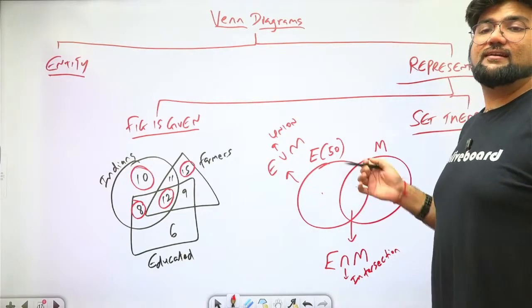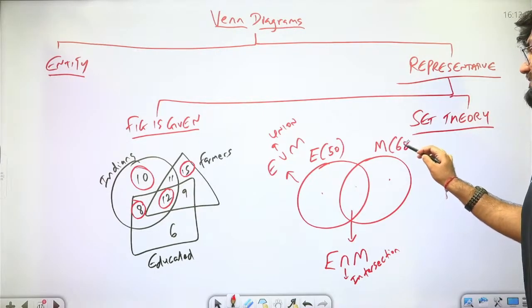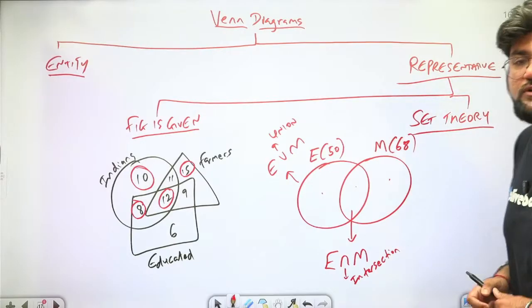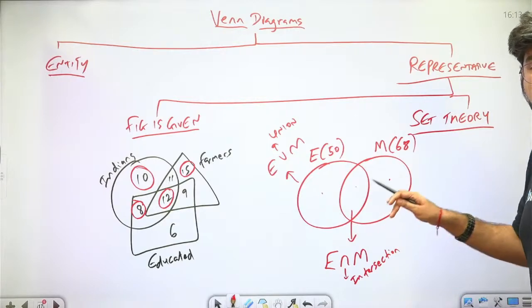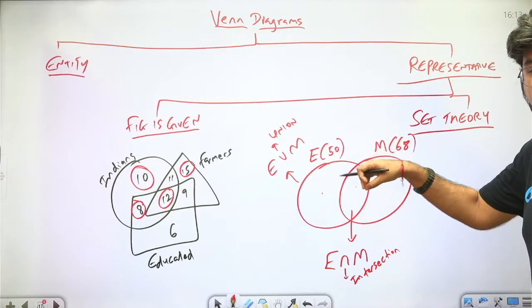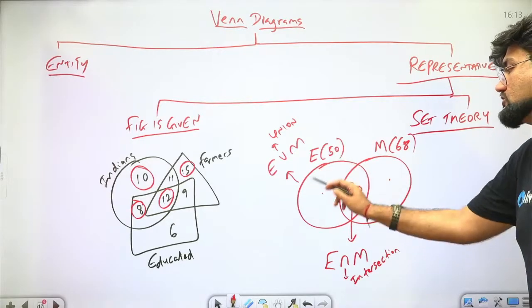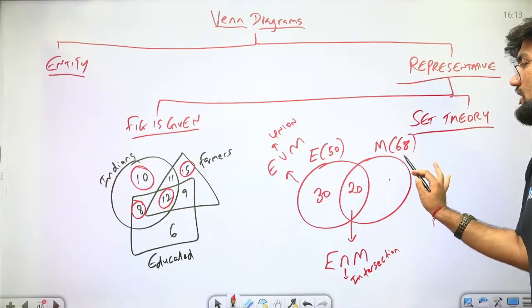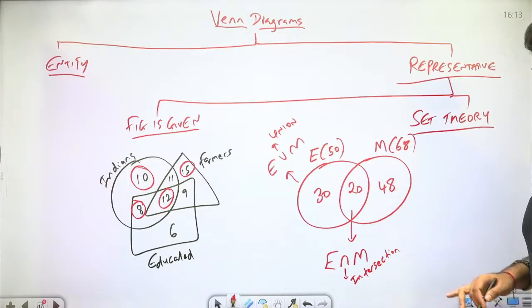Now they are saying there are 68 students who like mathematics. Alright. Now they are saying there are 20 students who like both. The moment they tell you that there are 20 students who like both, this is where you will start filling the figure. You will always fill it in the intersection part and then you will come out. So 20 students like both. In the English circle, there are 50 students in all, 20 like both, so 30 like exclusively English. Similarly, in the math circle, there are 68 total, 20 like both, so 48 like only maths.